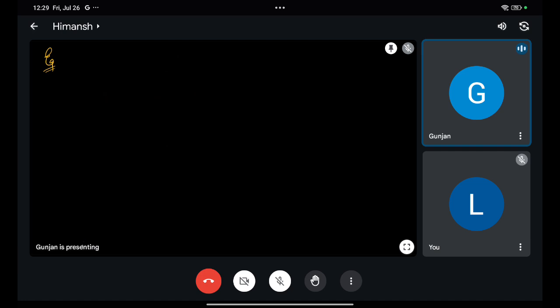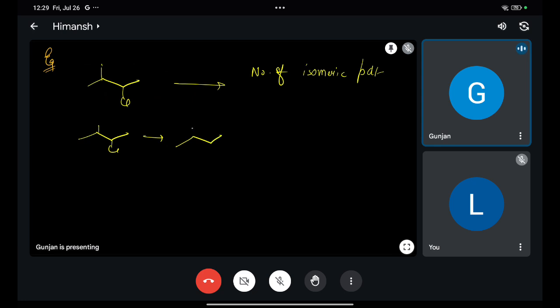Example is that, the question might be like, they are giving you an alkyl halide and they are asking the number of isomeric products. So first of all, you have to eliminate the Cl out. You will create a carbocation according to that. Now, after forming the carbocation, there are two possibilities. Either you can create a double bond over here or over here.